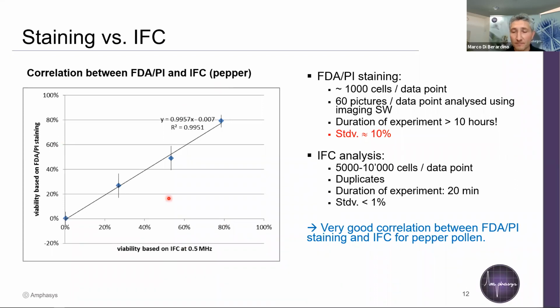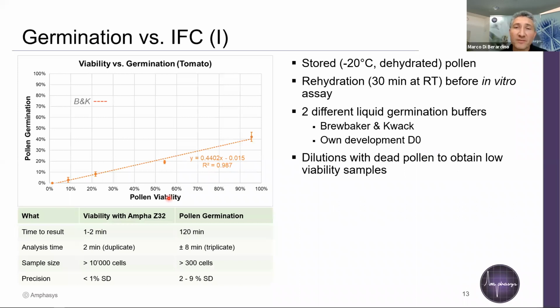In a quite recent validation experiment, we did a germination versus IFC validation. And this was done because some of our customers complained that our impedance value or IFC viabilities were higher than their germination values with stored pollen.